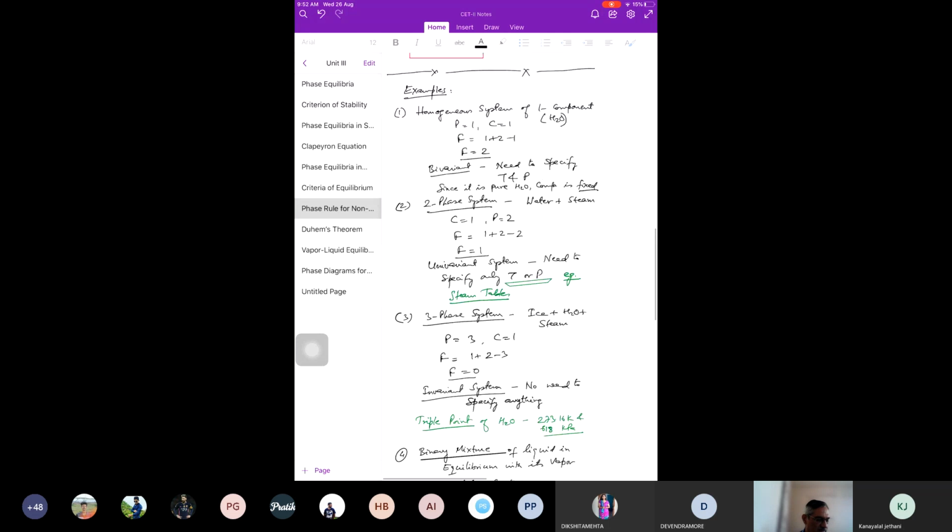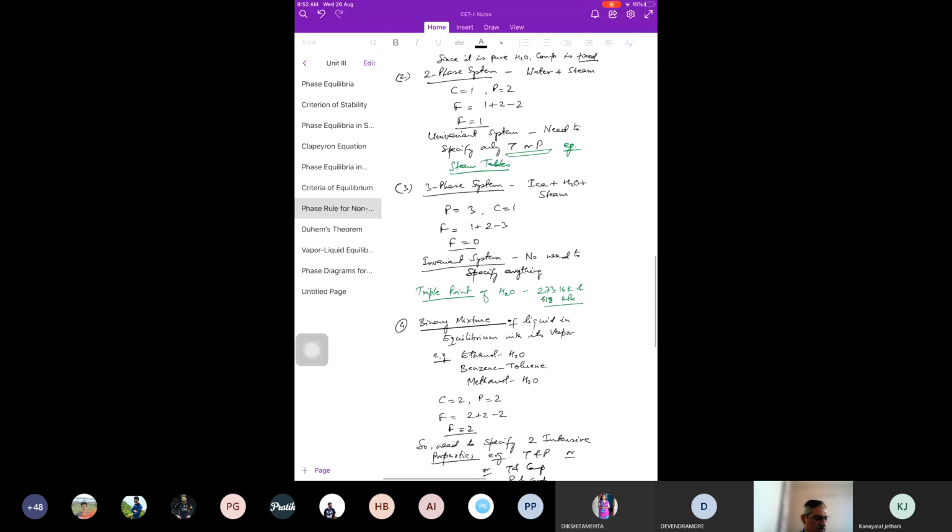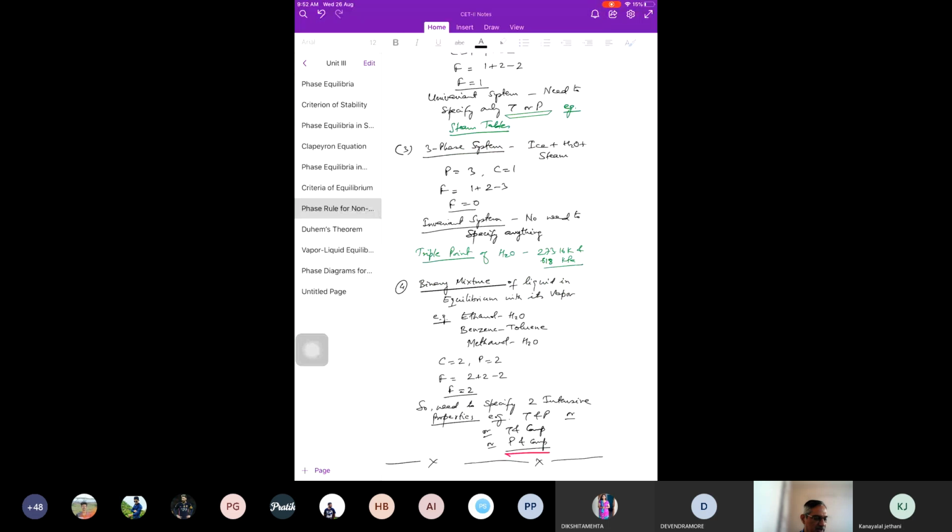Okay, binary mixture of liquid and equilibrium vapor. So two components, liquid and vapor. That means two components, two phases. क्या देखा था हमने? कितना आएगा डिग्री ऑफ फ्रीडम? 2. 2, right? So we need to specify two things. Either we specify two intensive properties, temperature and pressure, or we specify temperature and composition, or we specify pressure and composition. Any two intensive properties we need to specify to fix a binary system in VLE, vapor liquid equilibrium.